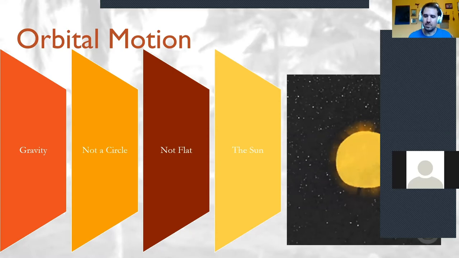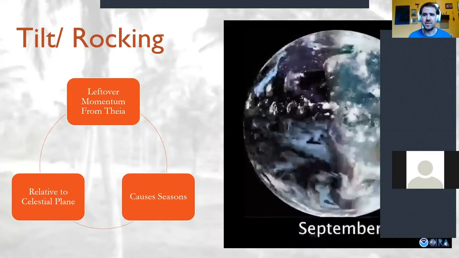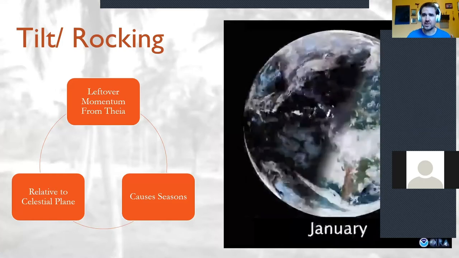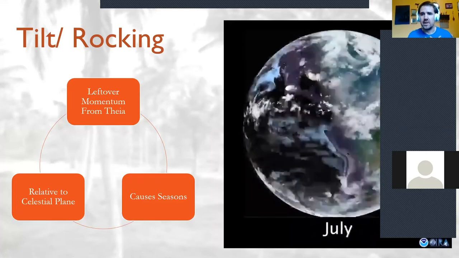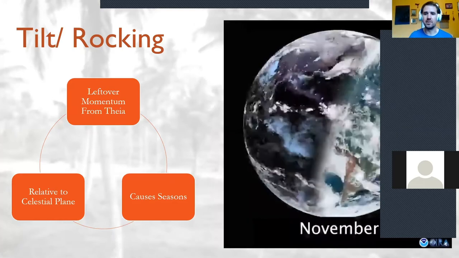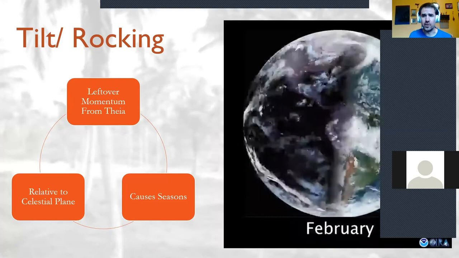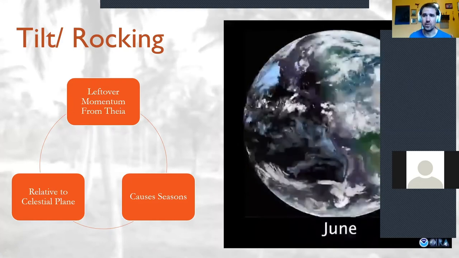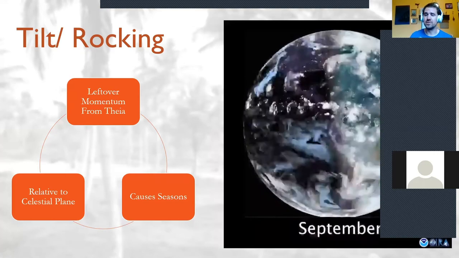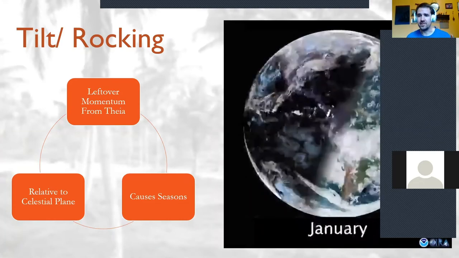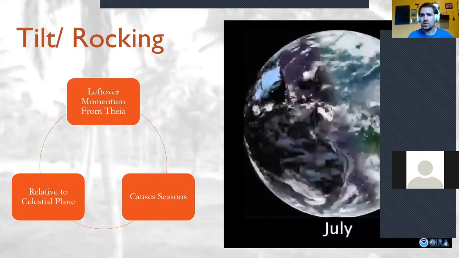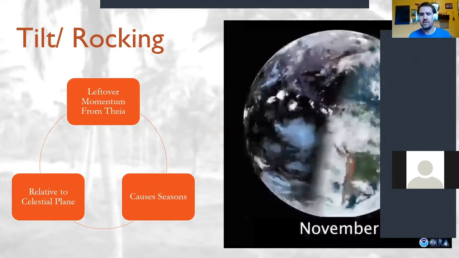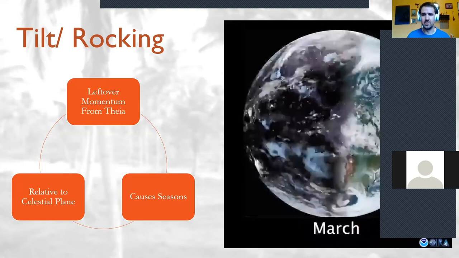And speaking of the celestial plane, our next form of motion is, well, related to that. And that is our tilting or our rocking, which is the actual cause of the seasons. So you can see over here with this cool nifty video I have that throughout the year, we end up having the day-night cycle change a bit. In fact, just last week here in the Northern Hemisphere, we had the summer solstice. It was the longest day of the year, and it was just the day that we got the most sunlight. And this is all caused by that rocking motion of the Earth itself. Throughout the year, it's tilting 23.5 degrees towards and away from the sun in relation to the celestial plane.